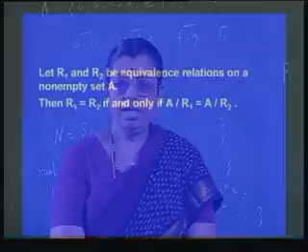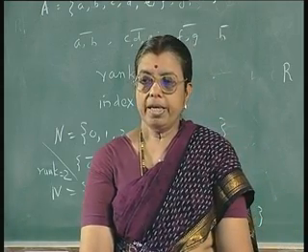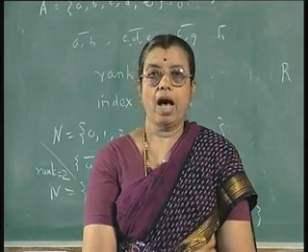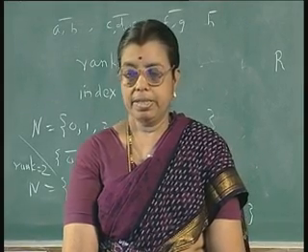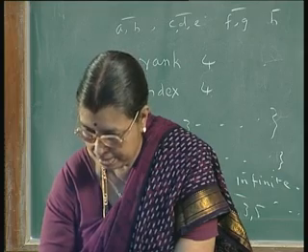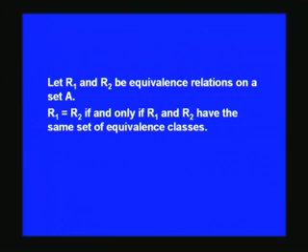Now, immediately you can see, let R1 and R2 be equivalence relations on a non-empty set A. Then we have seen that R1 is equal to R2 only if they have the same set of equivalence classes, isn't it? We have seen this result earlier. R1 is equal to R2 if and only if R1 and R2 have the same set of equivalence classes. This we have already seen.